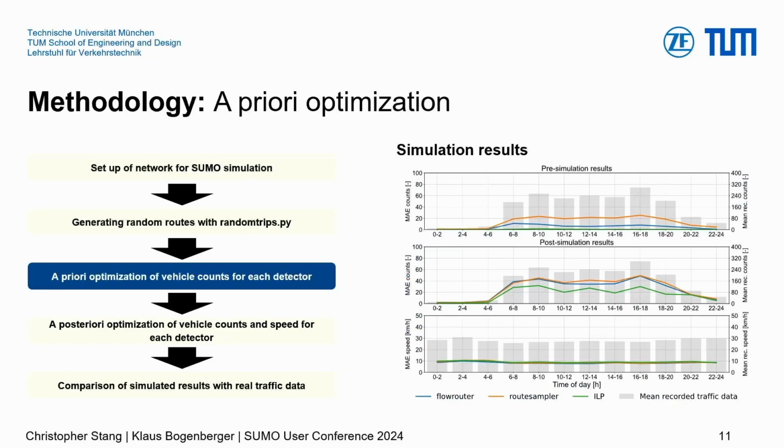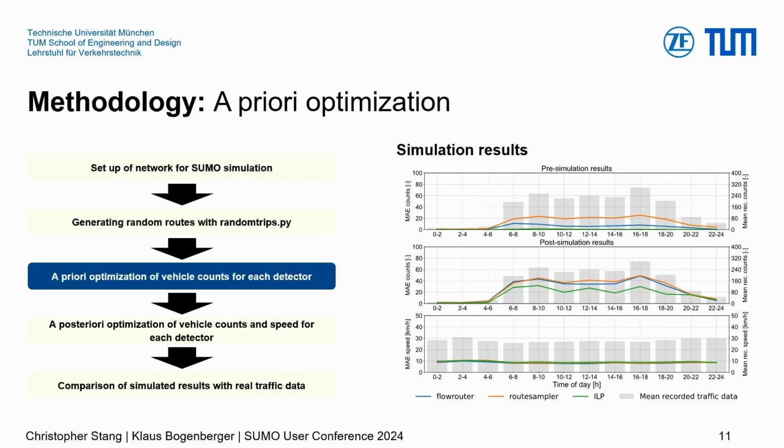But as you can see here again with the green line, we have a lower mean absolute error for the ALP algorithm. Even though it is not the focus of the ALP algorithm, for the sake of completeness, I also depicted here the mean absolute error for the speed data for each time interval. Because it's not a part of the integer linear programming algorithm, and since it is not a part of the a priori optimization, you have to think about how we can calibrate the speed data that we have.